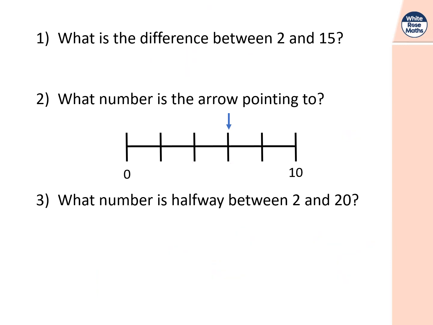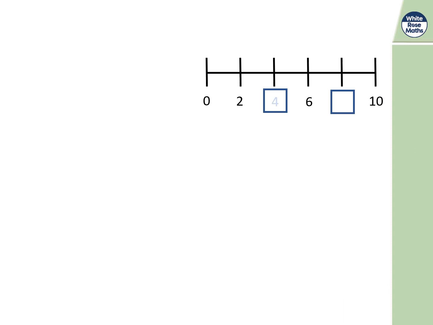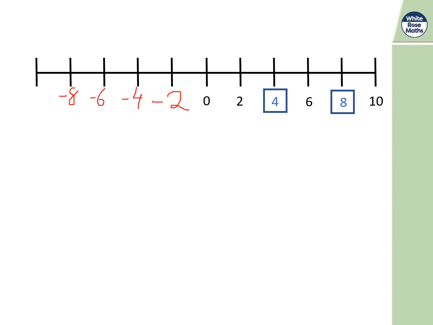White Rose Maths answers. 13, 6, 11. Let's learn. Today's lesson, negative numbers. I've got the numbers here, guys: 0, 2, 4, 6, 8, 10. Extending this number line, I'm now going to have negatives: negative 2, negative 4, negative 6, negative 8, and negative 10.